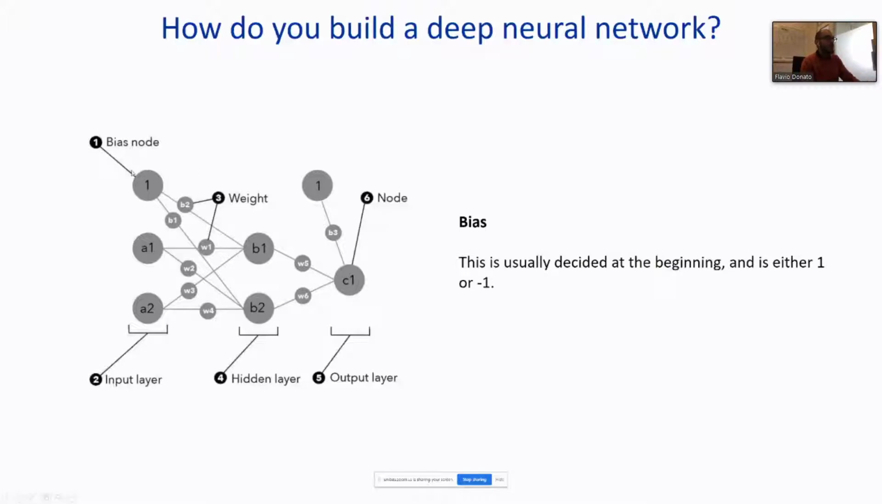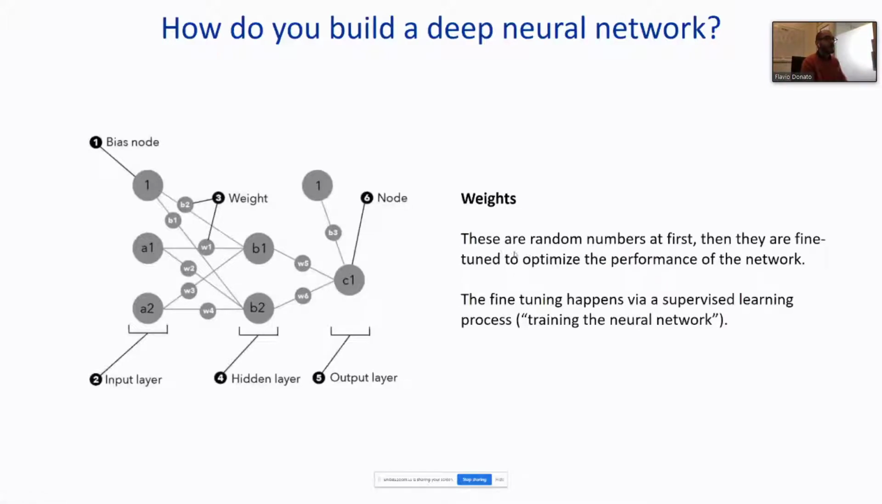We have to decide the bias, and usually at the beginning, either 1 or -1. Again, this is a way to basically move the activation function and to change its value. In practice, it is a trick used to be able to train the neural network in an efficient way. So this is something that is usually decided at the beginning, and it stays constant throughout the training.